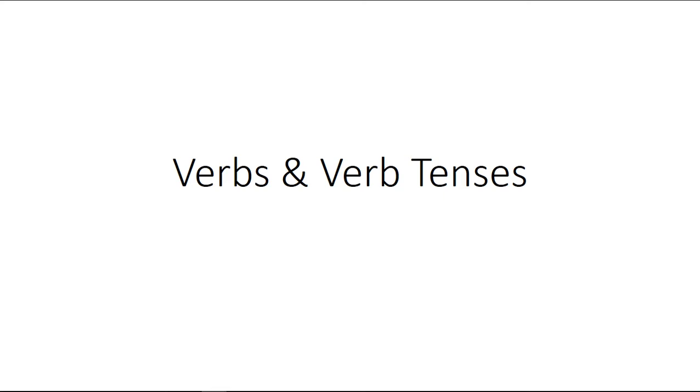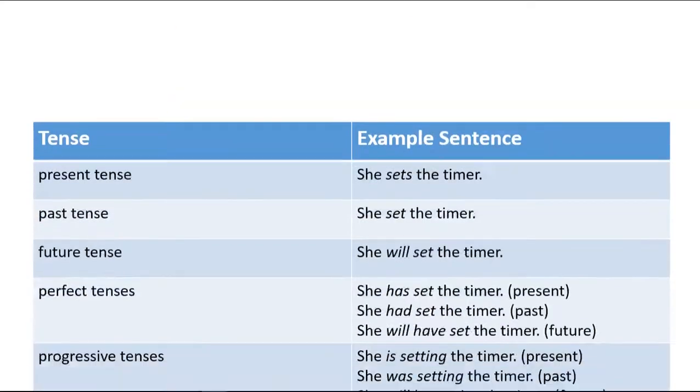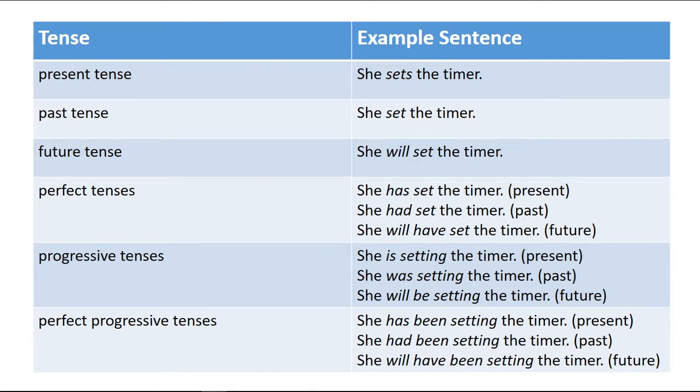Hi everyone, in this video we're going to learn about verbs and verb tenses. Alright, here are a number of tenses on the left side: present tense, past tense, future tense, the perfect tenses, and the progressive and perfect progressive tenses. Now, you don't need to memorize these names at all. What's important on this test is being able to tell between present, past, and future. So let's start at the top.